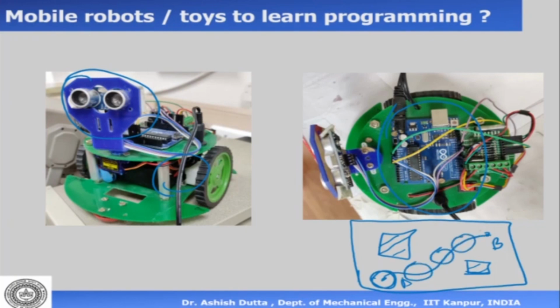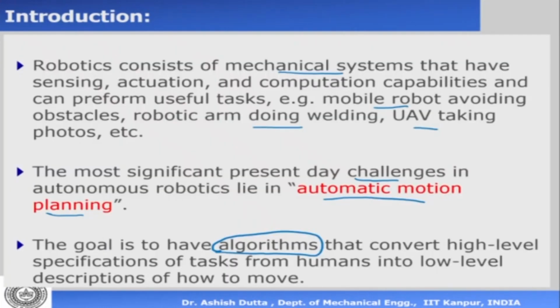This very simply is what we mean by it should be able to convert high-level specifications from humans into low-level descriptions of how to move. So the whole objective of robot motion planning is to be able to design algorithms that can enable a robot to automatically generate a path to satisfy some desired task, and to go on the path or do the task by itself. This is what we mean by automatic motion planning.